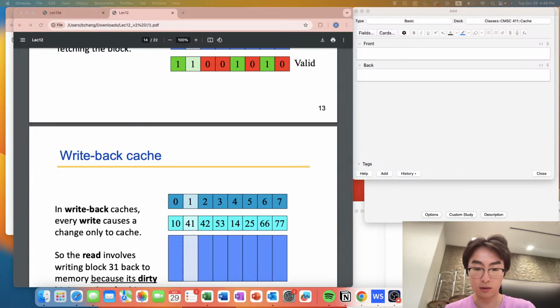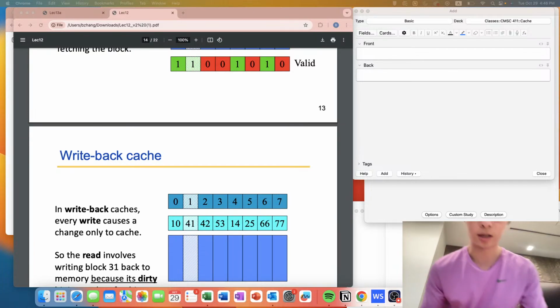Okay, lecture 13. Endians. Okay. And then virtual memory. All right, virtual memory, that'll be fun. So that's a pretty big one. And then cache optimization techniques.